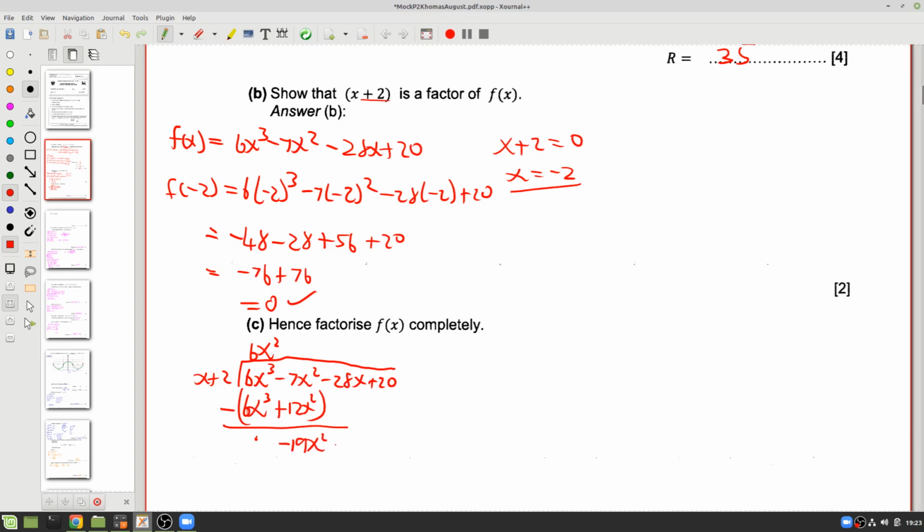And then we want to bring down the negative 28x. And then we just repeat the process. So negative 19x squared divided by x is negative 19x. And we multiply this by the whole factor again. So negative 19x times x is negative 19x squared. Negative 19x times 2 is negative 38x. And again, we're going to subtract this.